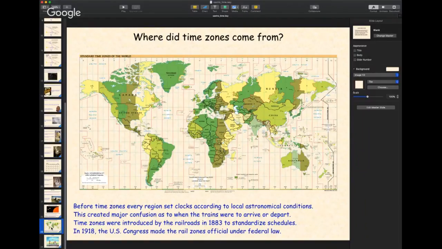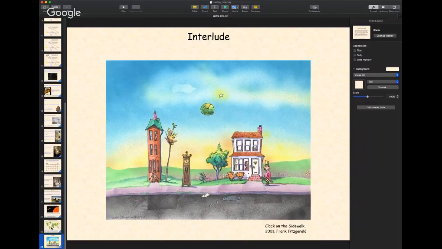Okay. And so I will just end on this interlude on astronomy and clocks and time. That's a little bit about years and months and weeks and days and how we got to the system that we have right now. Okay. Thanks.